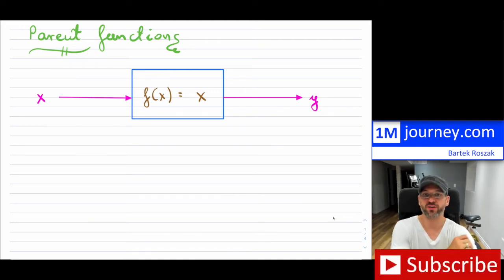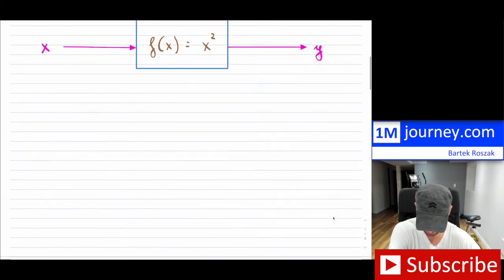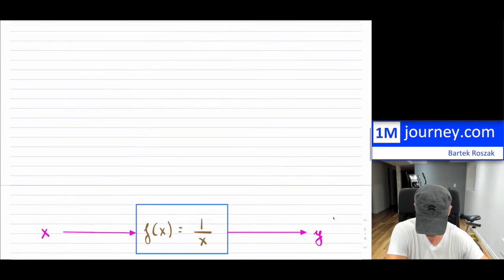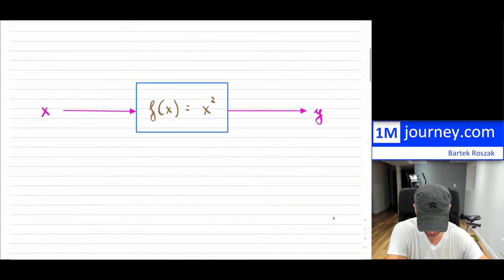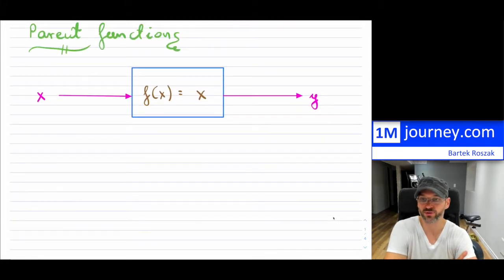All right, so parent functions. What are these parent functions? Let's take a look at a few. So I have these inputs and outputs. Okay, so here's another one, and it continues on. Now you can keep going with these and try to create many more. Now these ones are the common ones that we run into.